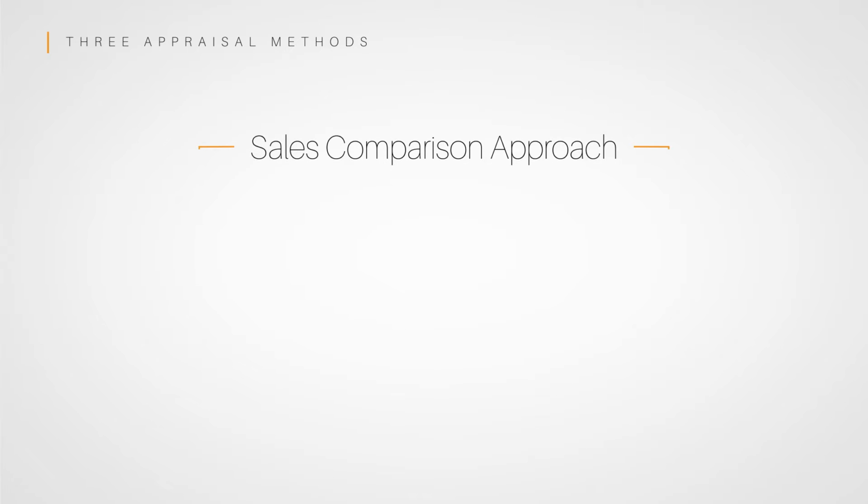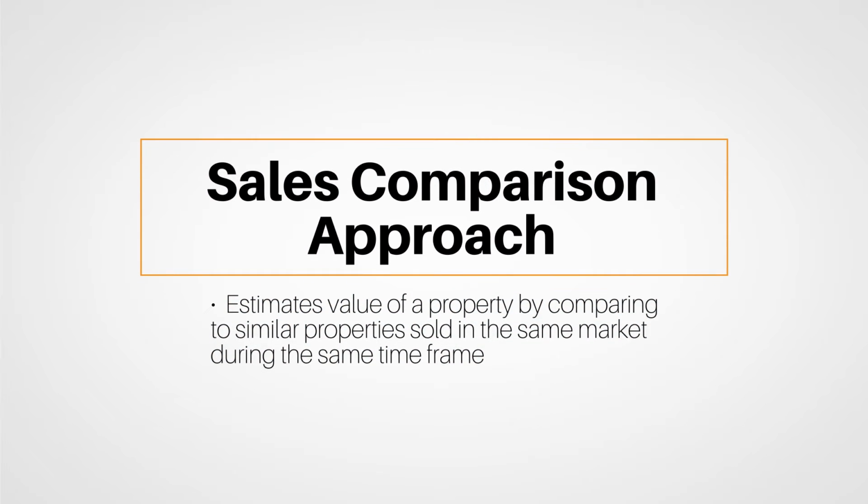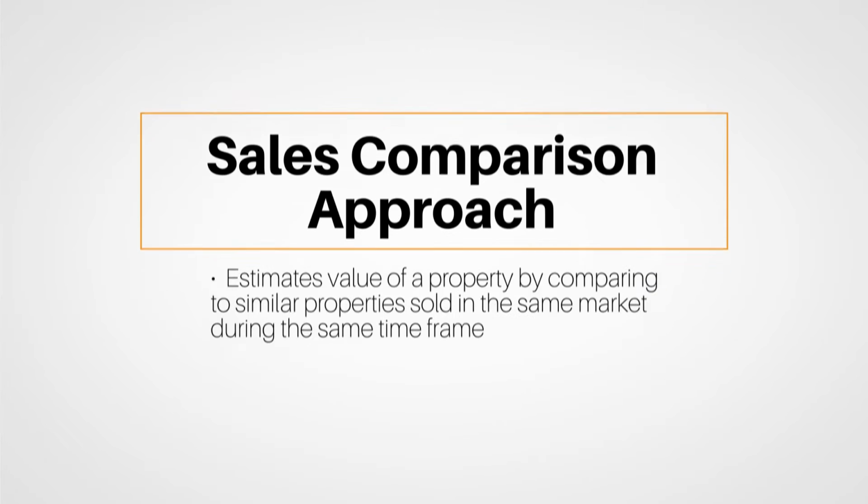There are three main methods appraisers use to determine property value: the sales comparison approach, income approach, and cost approach. The sales comparison approach estimates the value of a property by comparing it to similar properties that have sold in the same market during the same time frame.